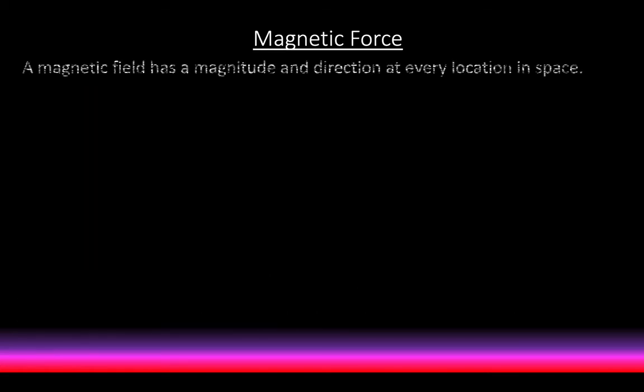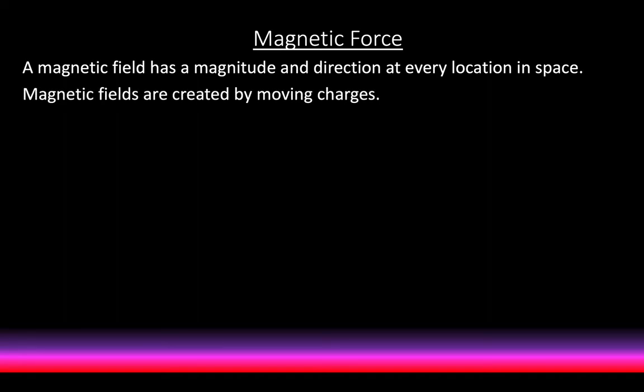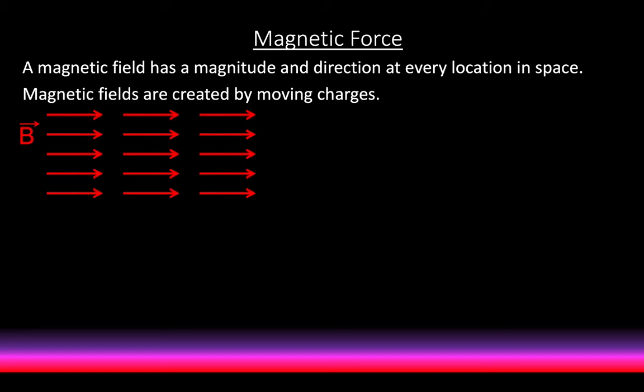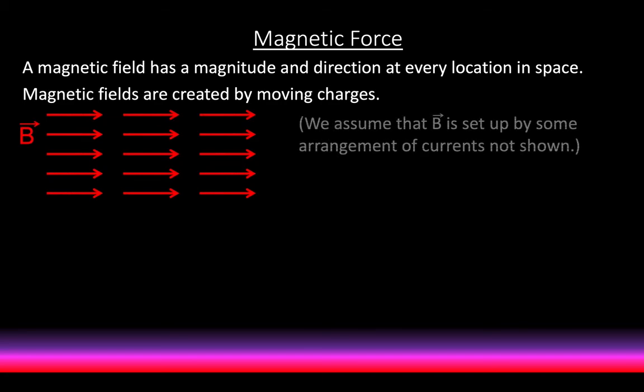Now, what about the magnetic force? A magnetic field, I said, has both a magnitude and a direction at every location in space. And magnetic fields are created by moving charges. So here's a magnetic field, and let's, for the sake of this discussion, assume that this magnetic field was set up by some arrangement of electrical currents. So we have some wires that are carrying currents. These wires are not shown, but these wires somehow set up a nice uniform magnetic field. Now, right now, I don't expect you to know how you could arrange wires to set up a nice uniform magnetic field.